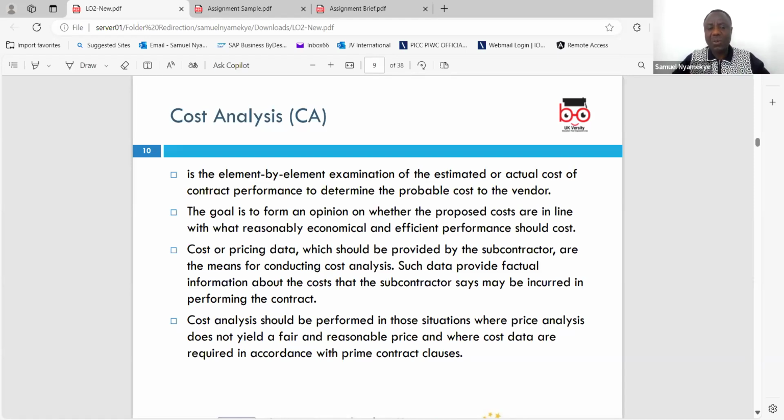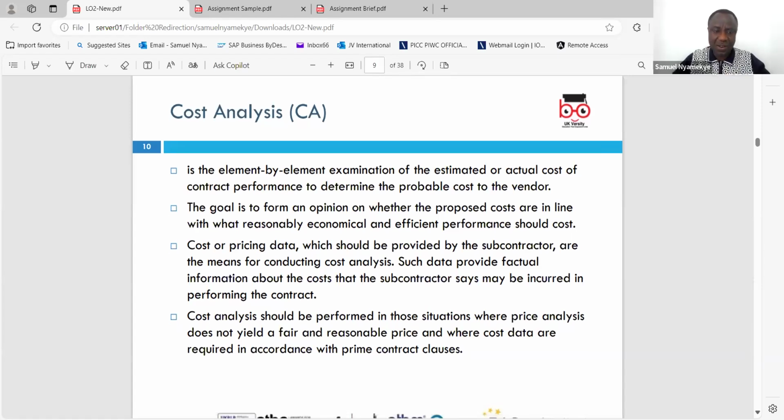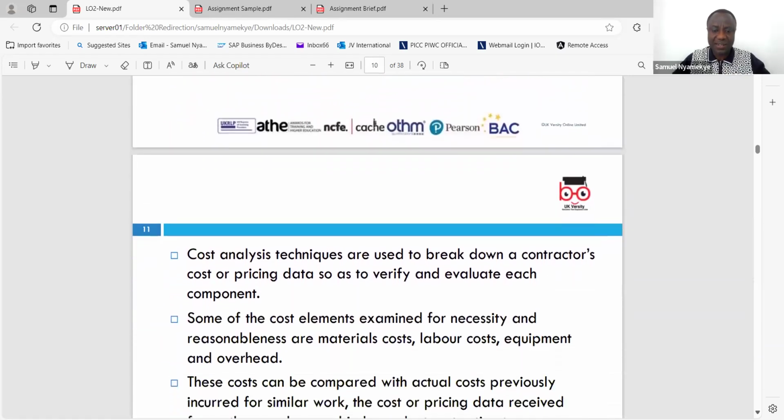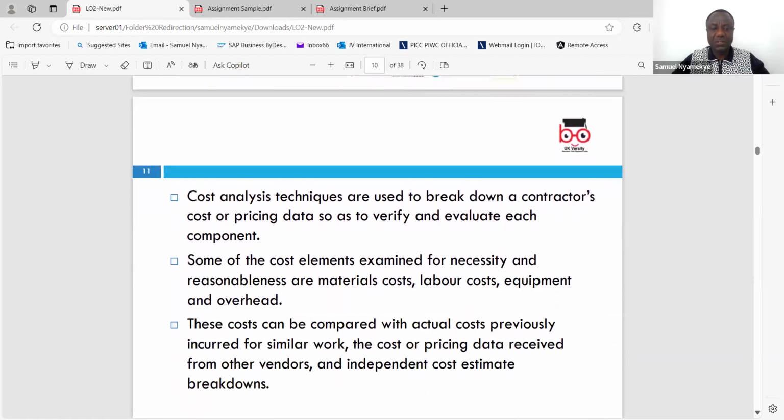You can also, or you should definitely, use this where price analysis is not giving you the needed results that you want. So you have to quickly draft in cost analysis. It's a technique, a tool, that you use to break down a supplier's costs and or pricing data so that you can verify each component.